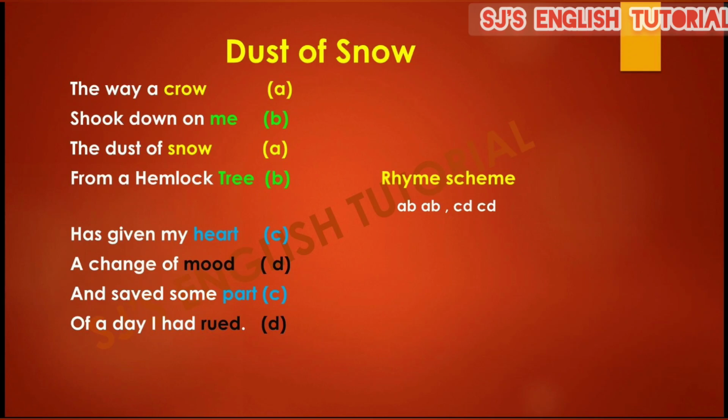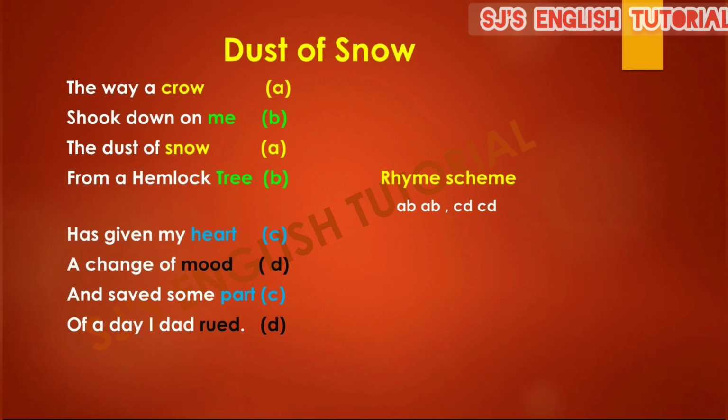The way a crow shook down on me the dust of snow from a hemlock tree has given my heart a change of mood and saved some part of a day I had rued. Look at the poem, children. I have marked the rhyming words and their pattern using different colors for your better understanding.